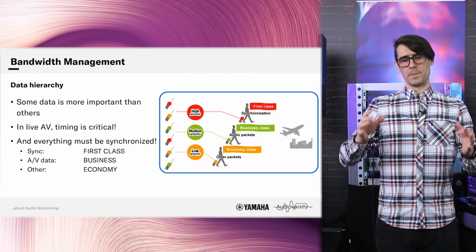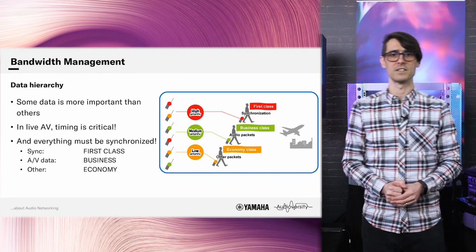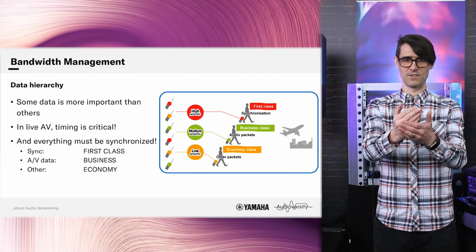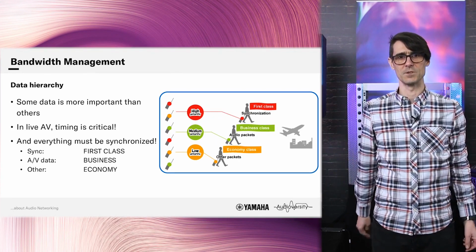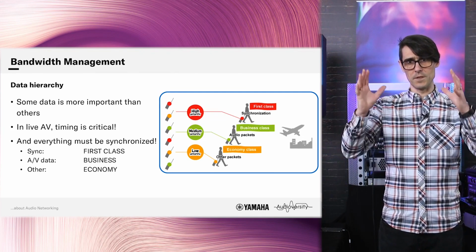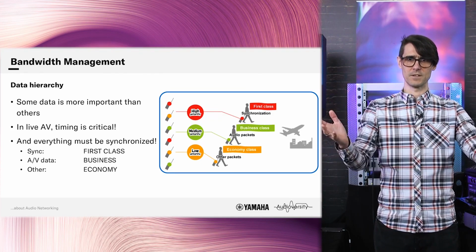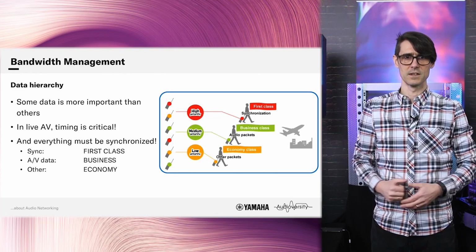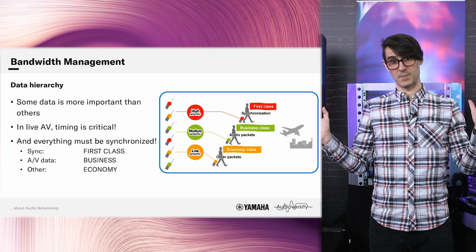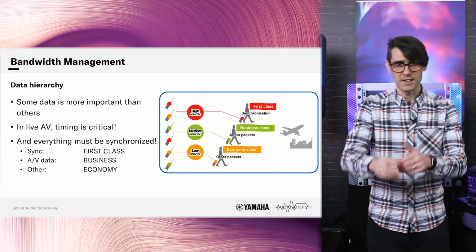So your synchronization data for keeping all your devices in time synchronized, that's the most important data. And that's like your first class traveling. As soon as it arrives at the switch, it sends it on to its destination. Then audio data and video data, that's important, but not the most important. That's like your business class. So once the first class queue has finished, then the business class guys can board and travel. Economy, they just have to wait until there's space for them to go. That's less important, non-media data, let's say.